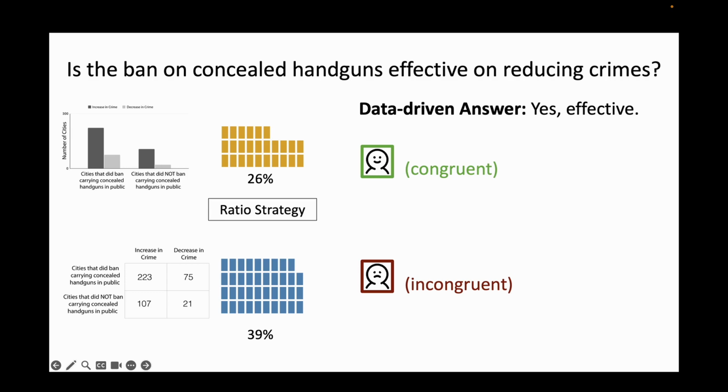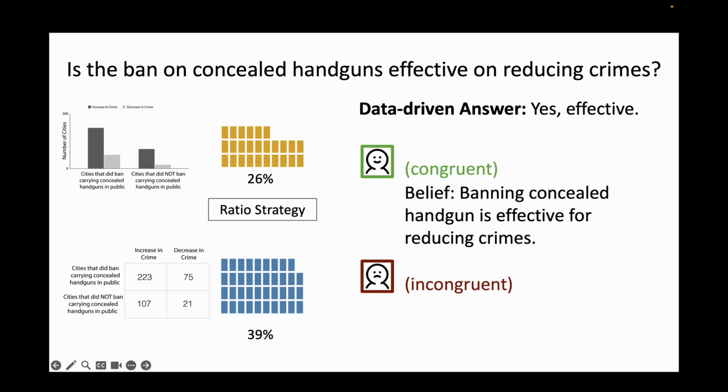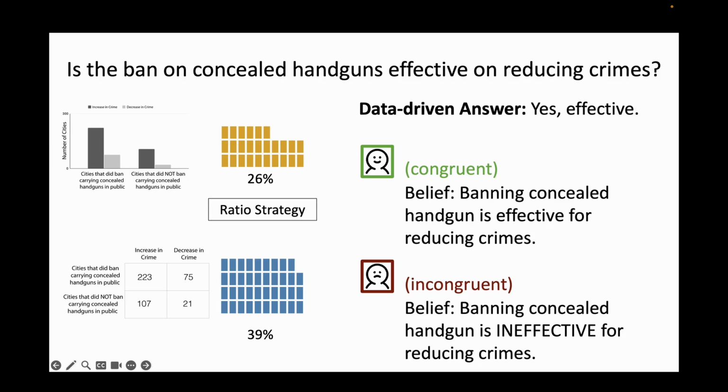In addition to categorizing participants' responses as correct or incorrect, we also noted whether the answer is congruent or incongruent with their belief on the effect of concealed handgun ban on reducing crimes. We refer to a participant as congruent if their belief is aligned with the data-driven answer. In this case, if they believe that banning concealed handguns is effective for reducing crimes. And incongruent otherwise. Note that we have counterbalanced the data-driven answer to be effective or ineffective, and we captured the congruency of their stance by asking about participants' beliefs at the very end of the experiment.